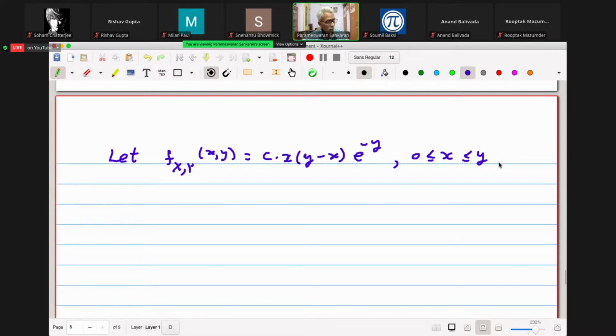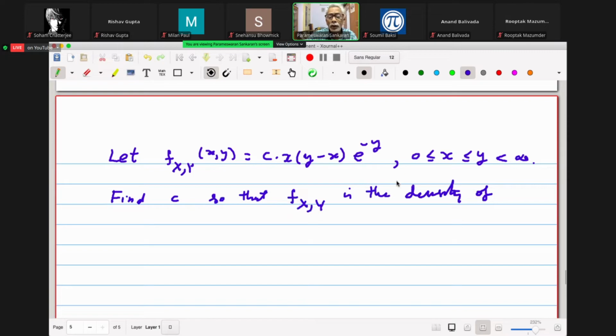So should I write less than or equal to? I suppose I can write that. And y is any finite quantity. So find the constant c so that f(x, y) is the joint density function of x comma y. Okay, I forgot to say that.